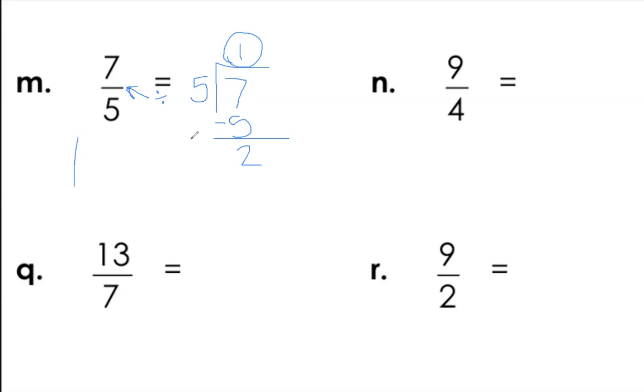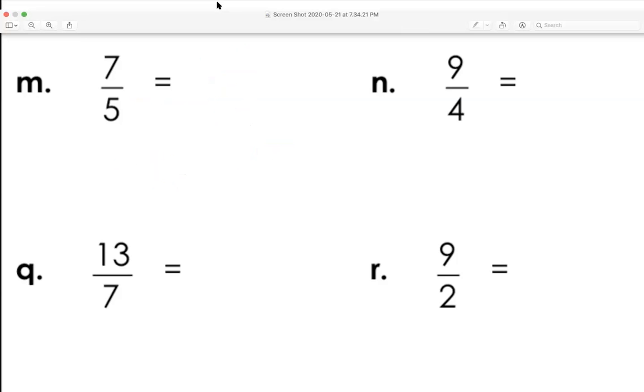Okay, and then what I had left over, or your remainder, becomes your numerator. So I have 2 left over out of 5. Okay, 2 out of 5 because your denominator is not changing. I had 2/5 left over is basically what we're saying there. So it's a little hard to read. Your final answer for M would be 1 2/5.